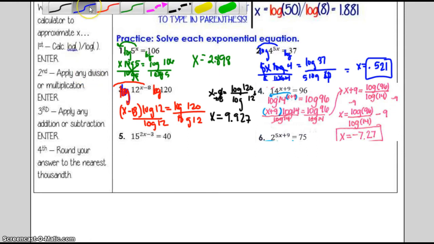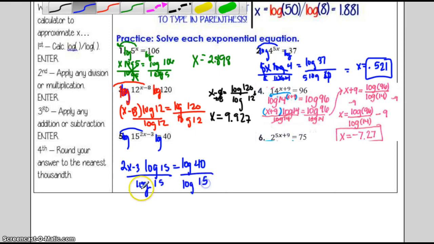Okay, so let's take one more together, where it's log and log, and where we have to move that out front. So 2x minus 3 with a log 15 equals log 40, and divide. All right, so that gets rid of that. So right now we have 2x minus 3 equaling log 40 over log 15.